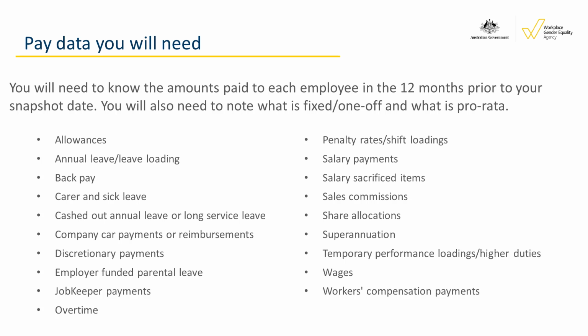An important point is that you must base your calculations on what an employee actually earned in the 12 months prior to the snapshot date, not their contractual amount if these two figures are different. You will also need to note what payments are fixed or one-off and what are pro rata payments. All payments made to an employee in the course of their employment for this 12-month period are included.